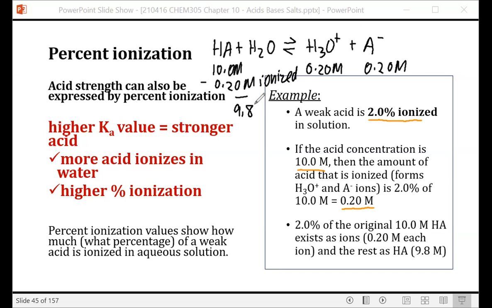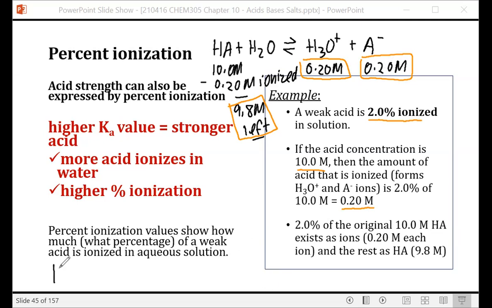Gives us 9.8 molar left. And so it's these amounts that are present once the reaction has reached equilibrium, which I'm putting in orange boxes, that you would plug into the Ka expression. So we can go from a percent ionization and a starting concentration. We can calculate the concentration of each product generated based on 2% of the original acid being ionized. And then we can calculate the concentration of the weak acid that's left once the reaction has reached equilibrium. And it's these values that you then plug into the Ka expression.